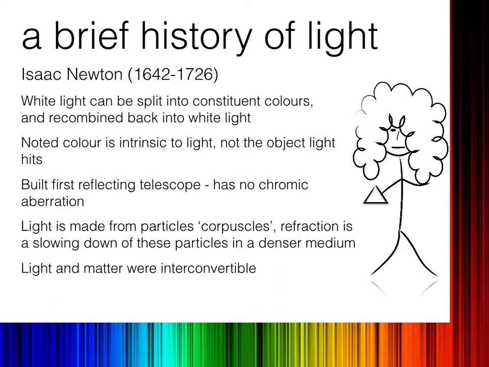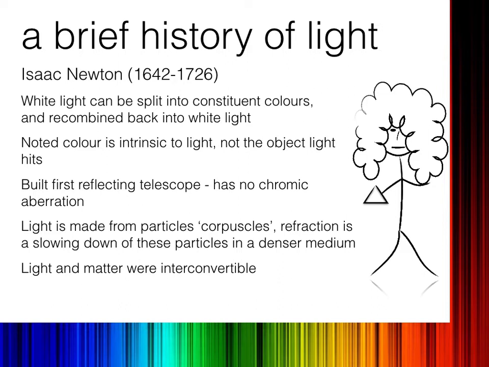So Newton had this idea that light was made of particles that he called corpuscles. He thought that when things refracted, so hopefully you should know a little bit about things like real and apparent depth, this refraction was caused by a slowing down of these particles in the different medium. And finally, he thought that you could convert between light and matter. That's how a candle worked. It took matter and turned it into light.